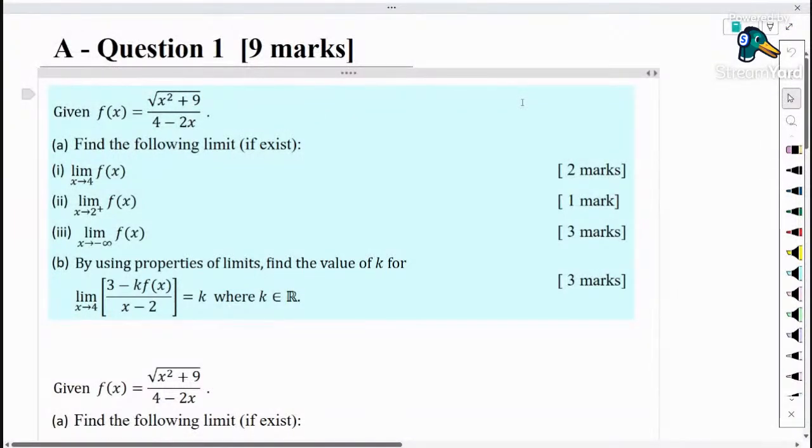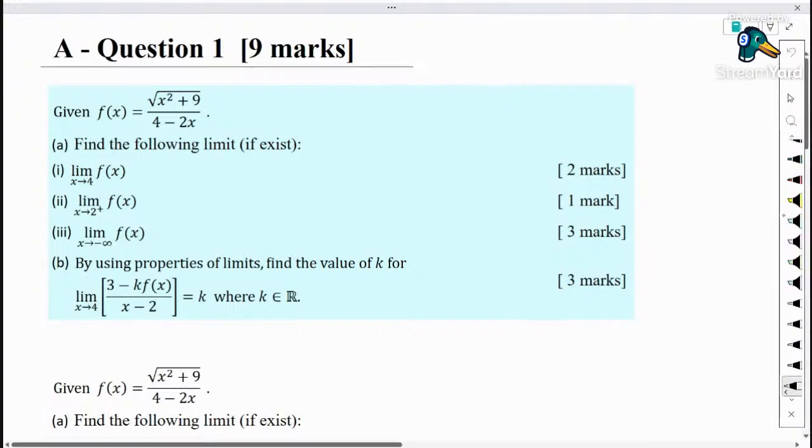In these questions here, we have a question of 9 marks, where this question contributes from chapter 8, which is limits and continuity. And let's have a quick look and go through the overall question, what we have in it.